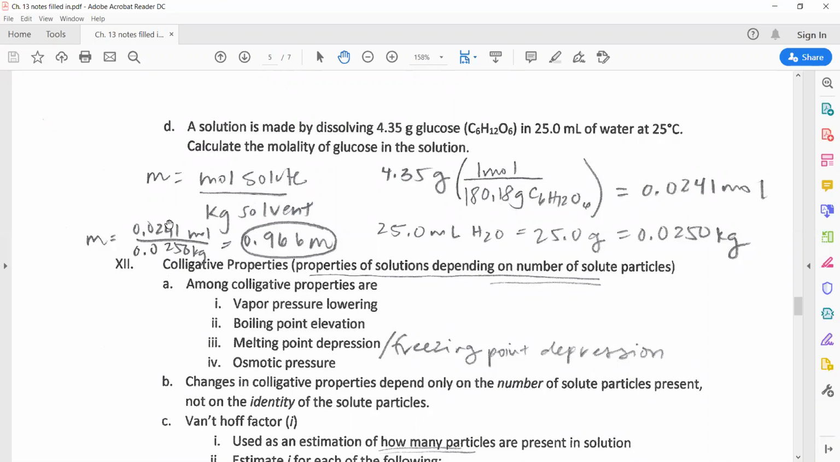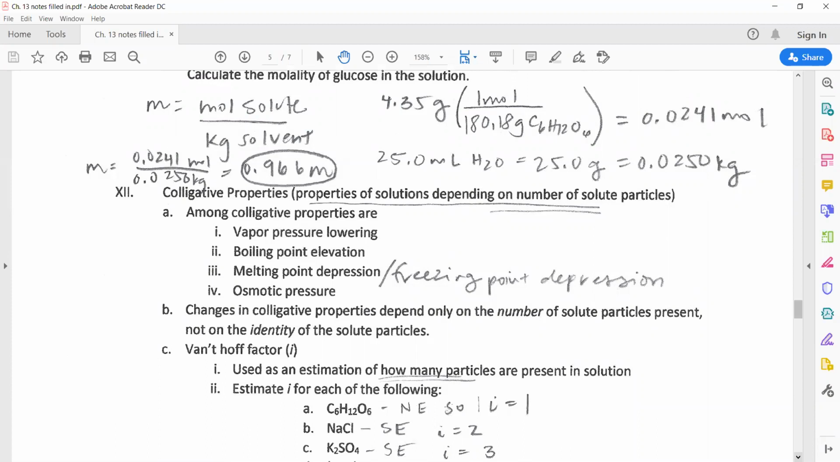So that's going to go on the top of my molality over here. Then secondly, I need to get my kilograms of solvent. Well, 25 mL of water is the same thing as 25 grams because of density. I divide by 1,000 and I get 0.0250 kilograms. That's going to be my denominator. So I can divide and get the 0.966 molal.